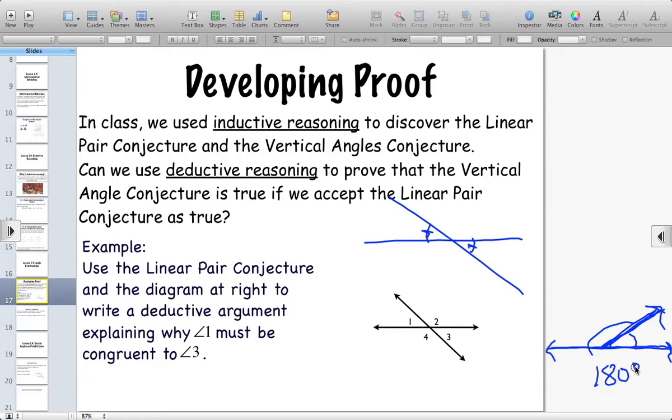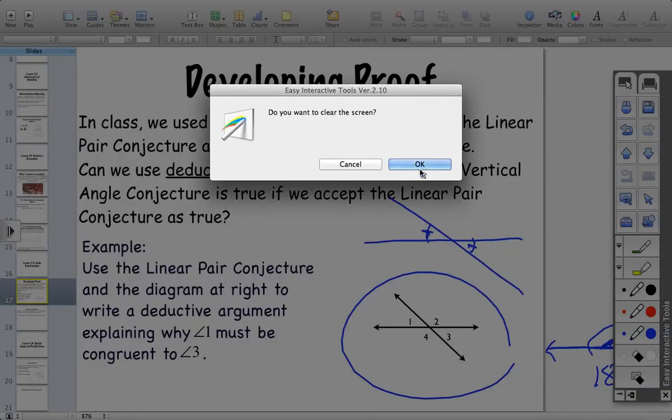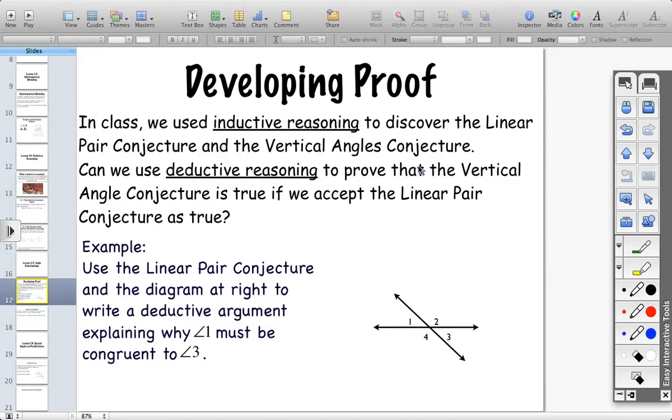So, for example, we have the linear pair conjecture and the diagram over here of the two lines intersecting. And we want to write an argument that can explain why angle 1 must be congruent to angle 3. Notice we're not using the vertical angle conjecture to do this. We are using the linear pair conjecture. So, let's take a look at that.